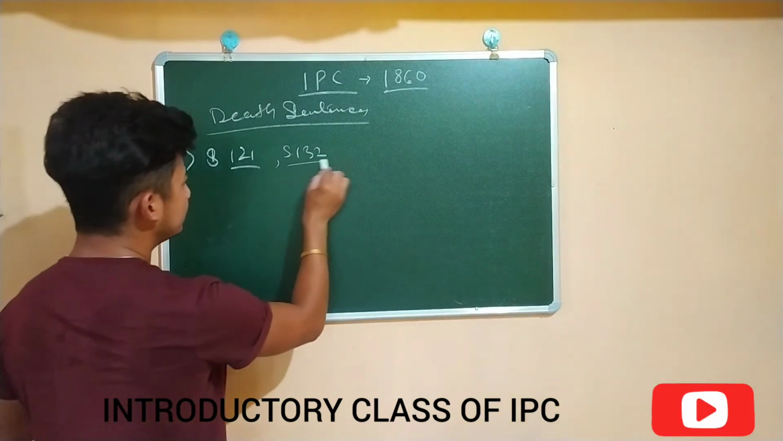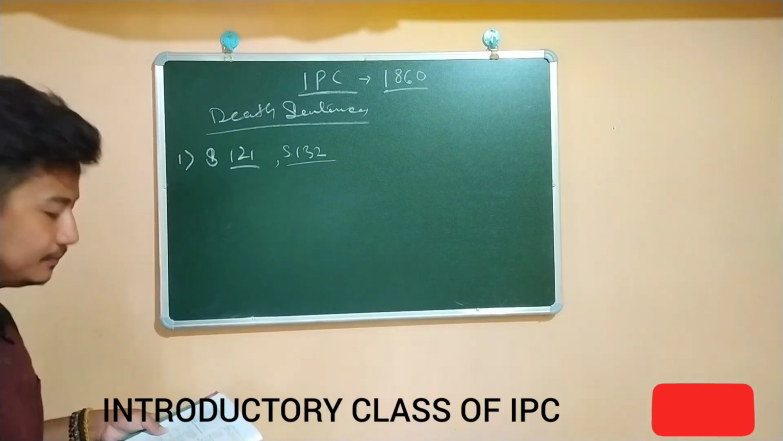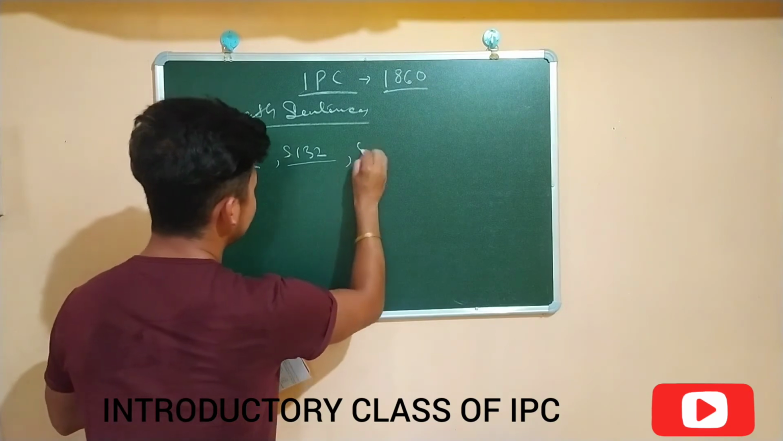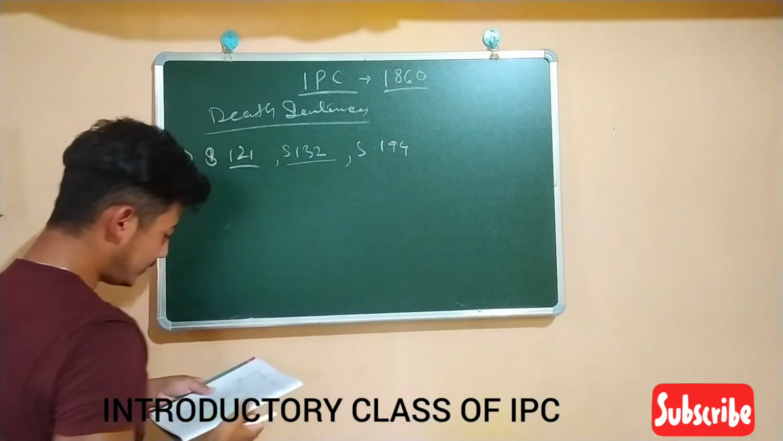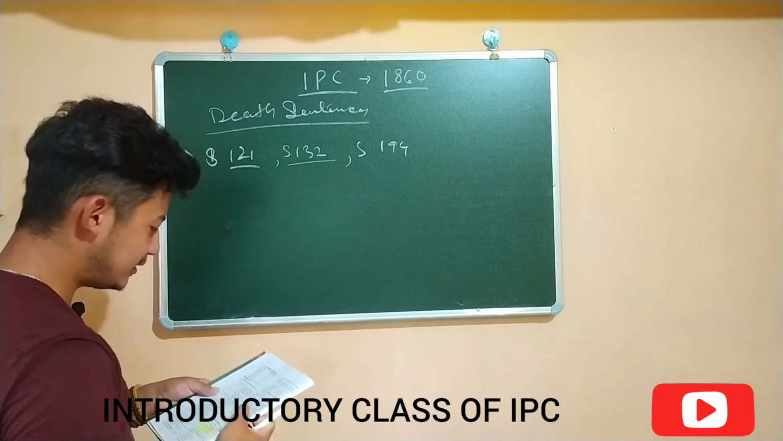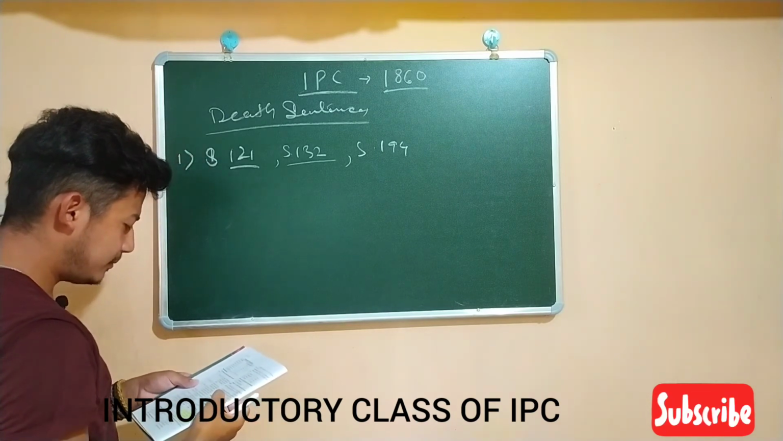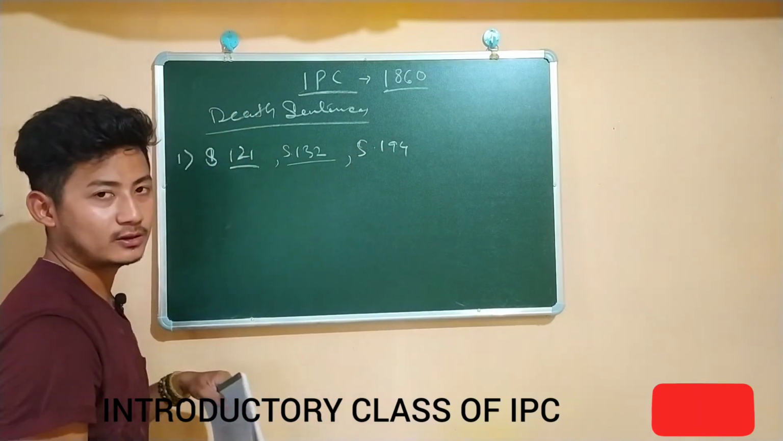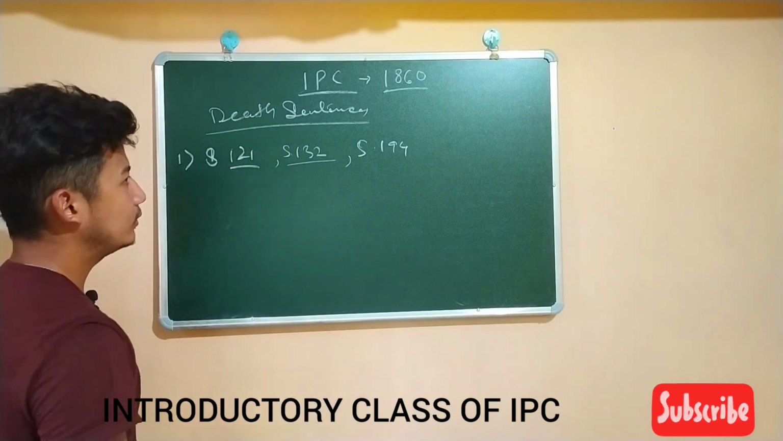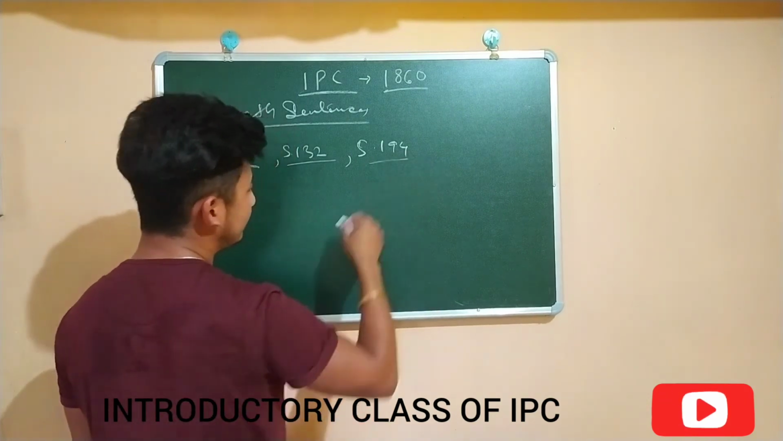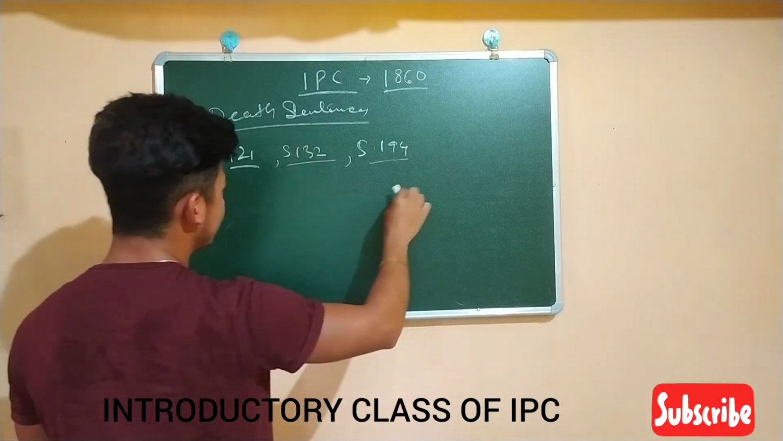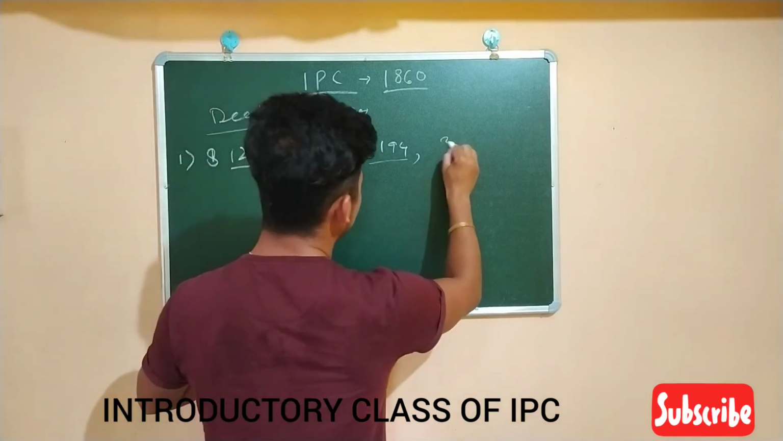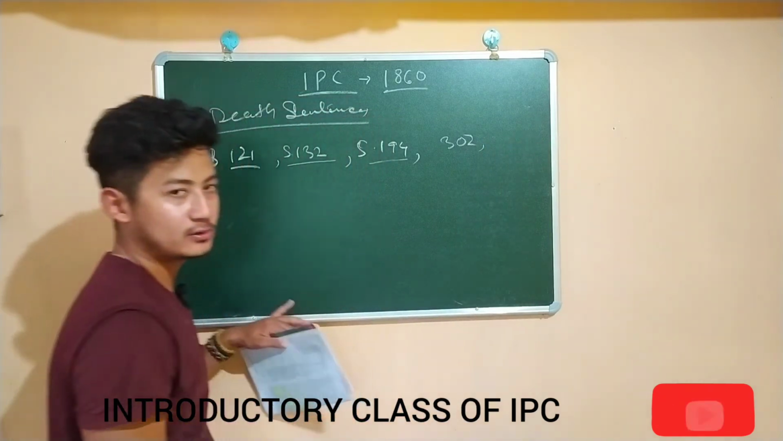Section 132 deals with the abetment of mutiny, and section 194, giving or fabricating false evidence if an innocent person be thereby convicted and executed. If you fabricate any evidence and on the basis of that an innocent person is executed or convicted, then you will also be given that sentence. Then comes section 302, punishment for murder. That is also death punishment.